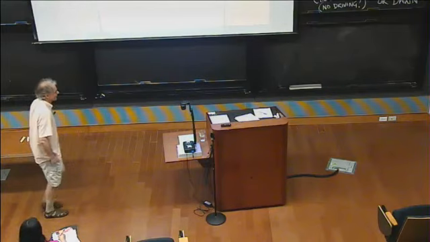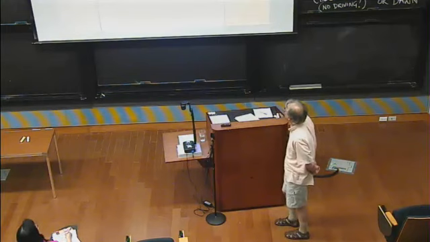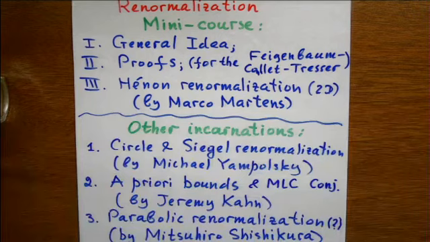All right, so this is the beginning of our mini program in renormalization, and it will be a mini course. The program for the mini course has changed a little bit because Artur Avila, as I have mentioned, cannot come. So I will give the first two lectures, and in the first one, in this one, I will attempt to give some general idea of renormalization, its different appearances and applications, at a very general, non-technical level. And in the second lecture, I will supply some proofs, or at least outlines of the ideas of the proofs, in the case which I know the best, which is the Feigenbaum-Coullet-Tresser renormalization.